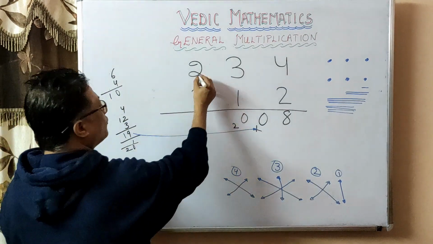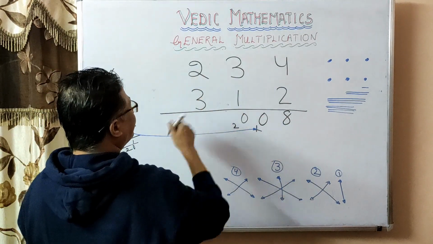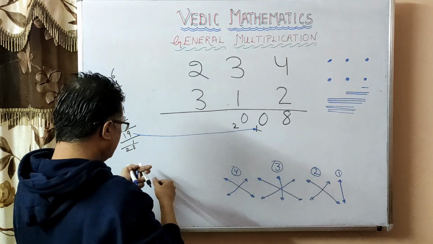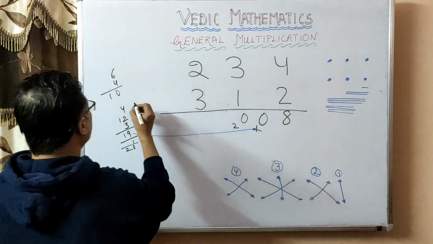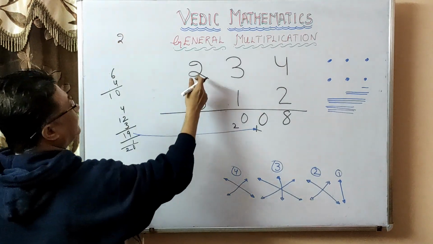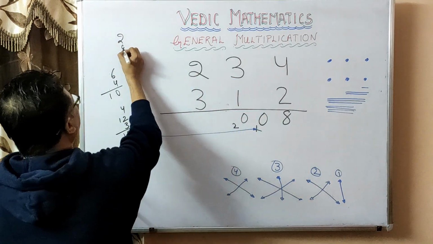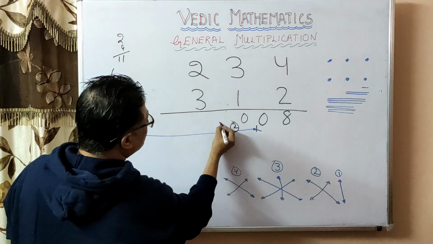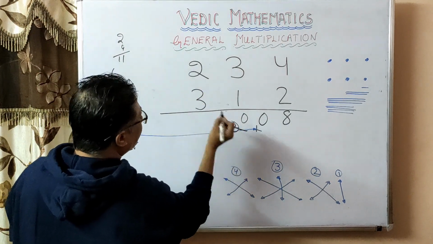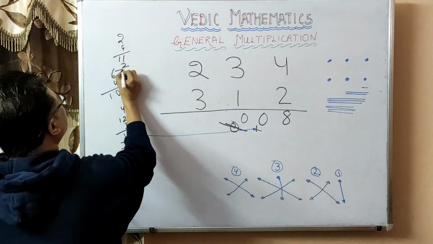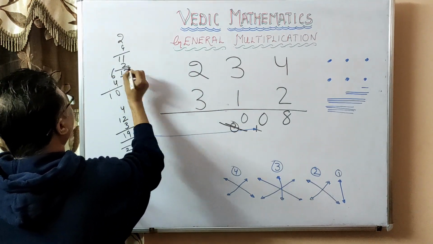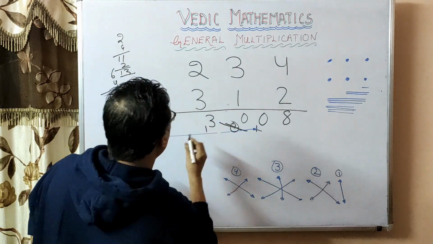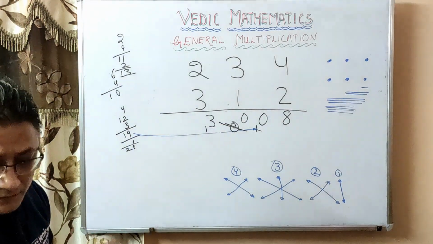Now 2 1s are 2, 3 3s are 9, 9 and 2 is 11. And to that 11, we add this 2, we strike it out here, carry it forward, so we get 11 and 2 is 13. So I write 3 and I write 1 over here.